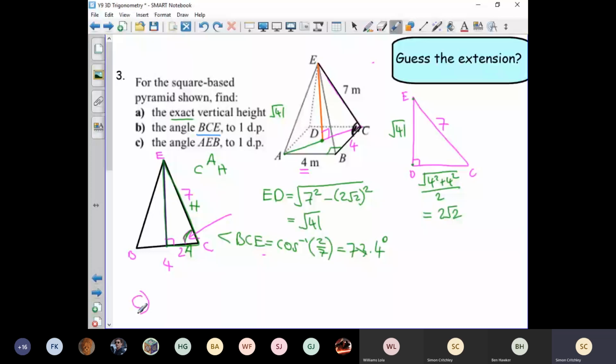Well, part C asks us to work out the angle AEB. So A to E to B. Well, all of these isosceles triangles are the same, aren't they? So A to E to B, I can use the same triangle I used before. It's just going to be all of that angle at the top. That's 73, and it's an isosceles triangle. That's 73.4 here. That's 73.4.